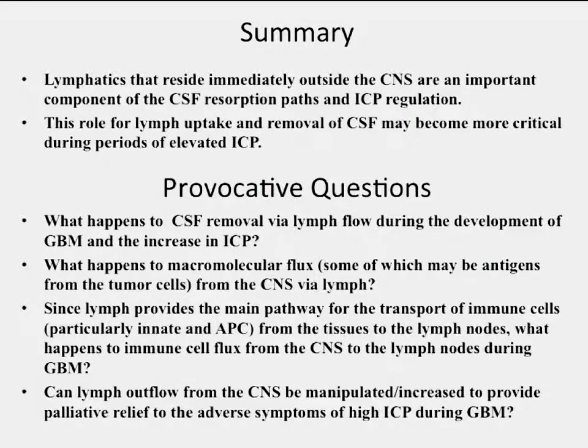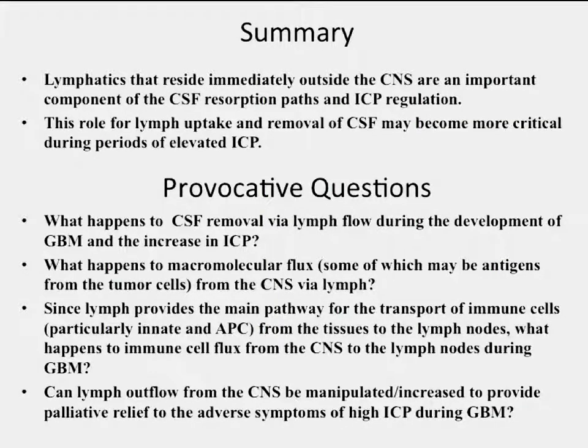There's, by this time, close to 75, 80 papers on this. And this role for lymph uptake and removal of CSF may become more critical during periods of elevated intracranial pressure. We know that from experimental methods. What we don't know is, is that true also in pathological conditions like glioblastoma? So some provocative questions for you all to think about: what happens to CSF removal via lymph flow during the development of glioblastoma and the increases in intracranial pressure that occur?